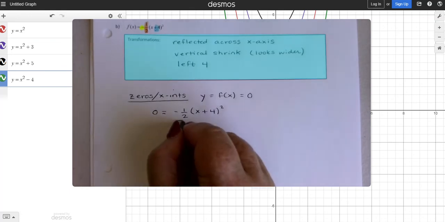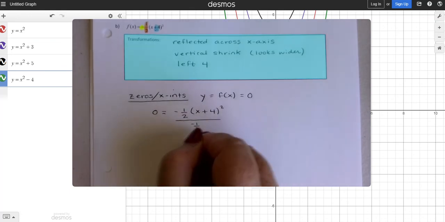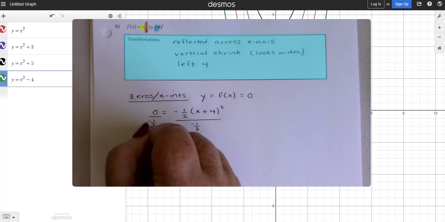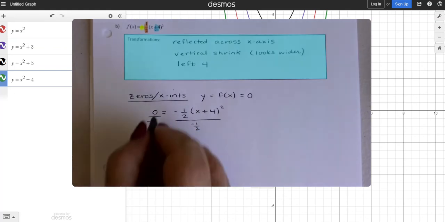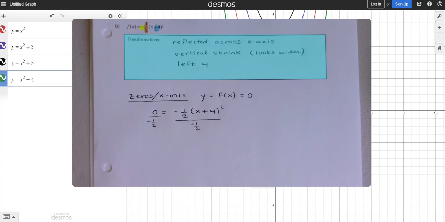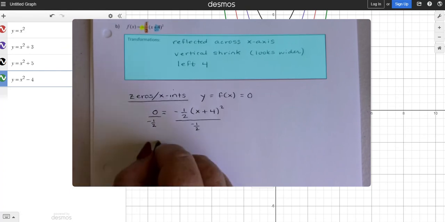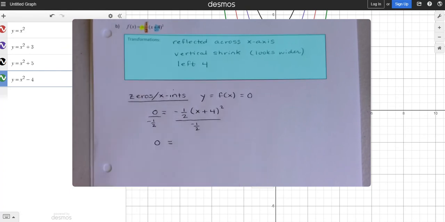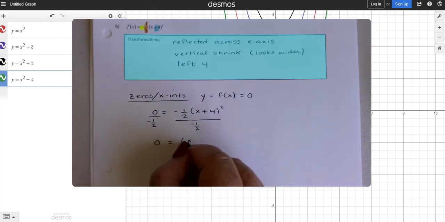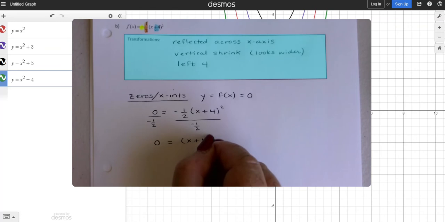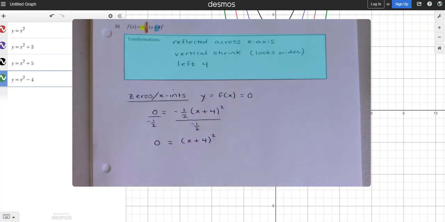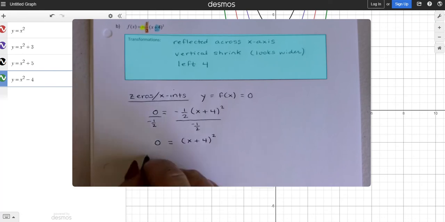I can divide both sides by negative 1/2 to get rid of that multiplier. And 0 divided by pretty much any number other than 0 is still 0. On this side, I can divide out the negative 1/2, and I just have x plus 4 squared. I can use the square root method. Square root on both sides.